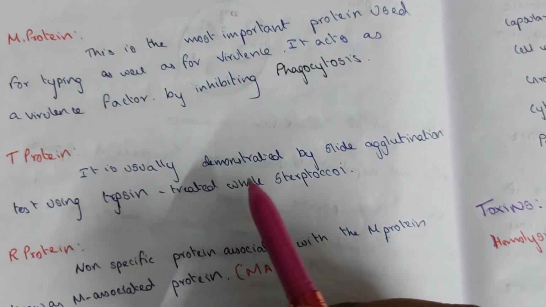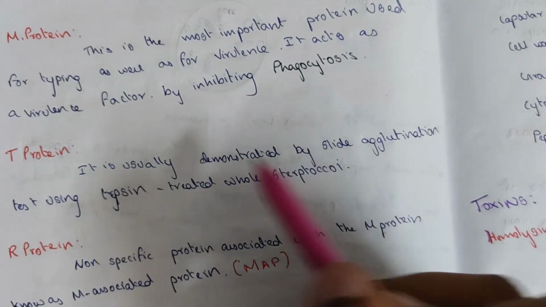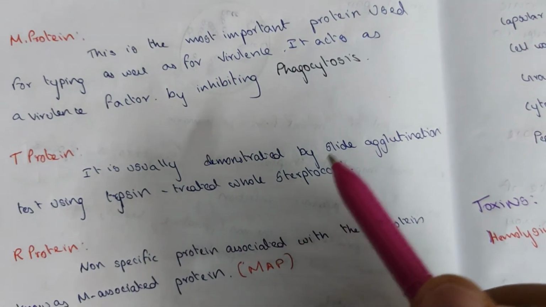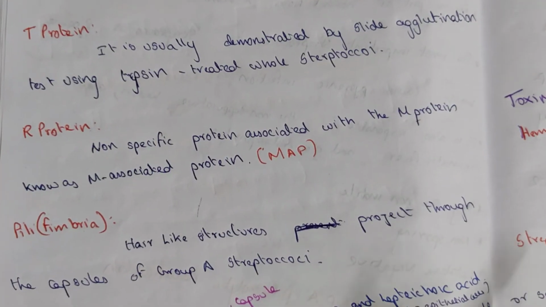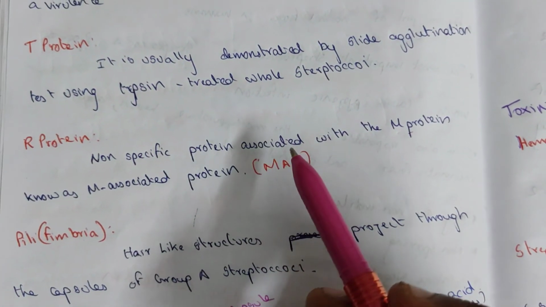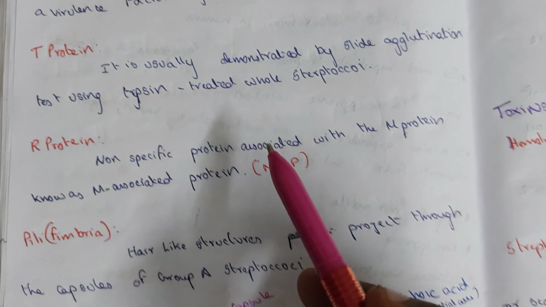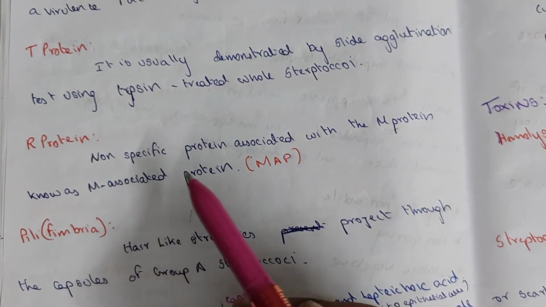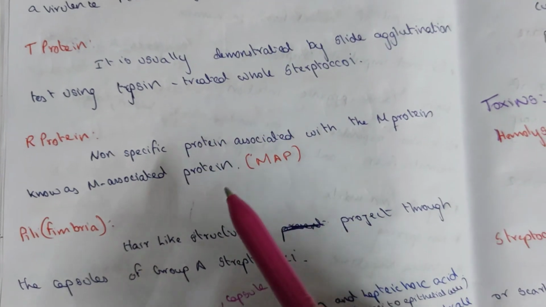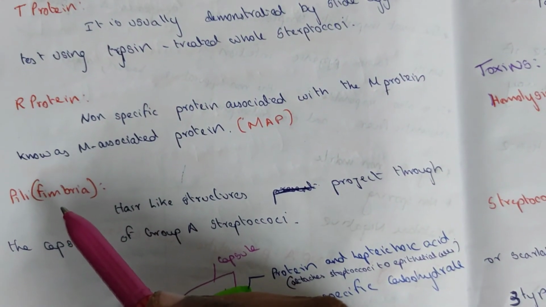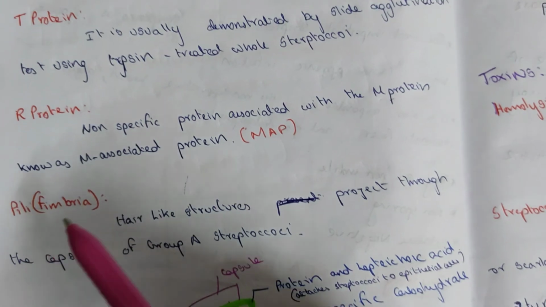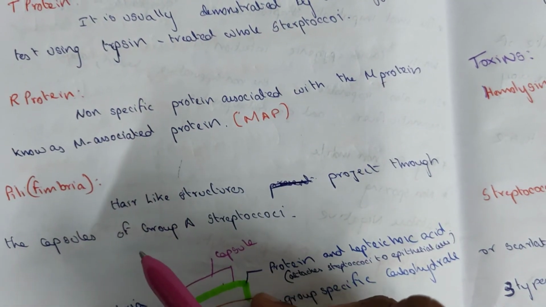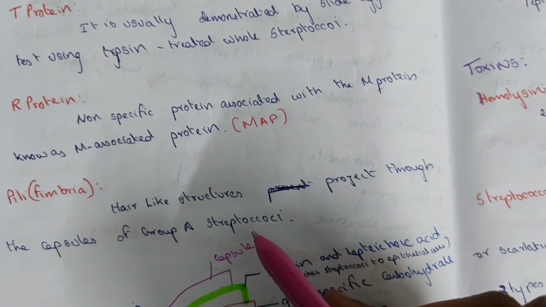T protein is usually demonstrated by slide agglutination test using trypsin treated whole streptococci. R protein is a specific protein associated with M protein, known as M associated protein, also known as MAP. Pili or fimbriae are hair-like structures projecting through the capsule of group A streptococci.